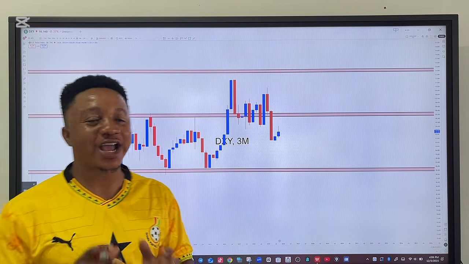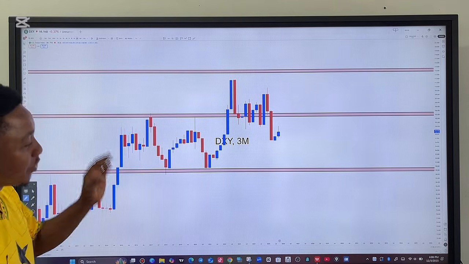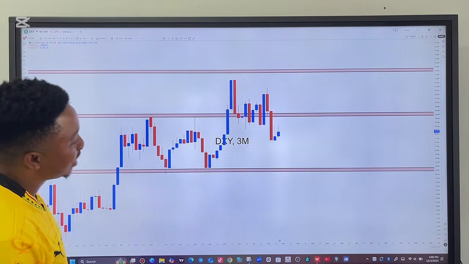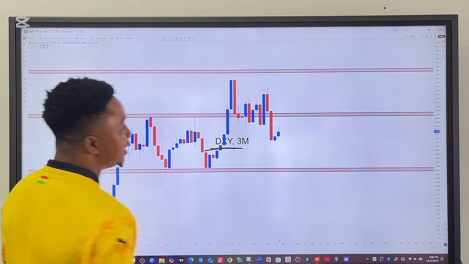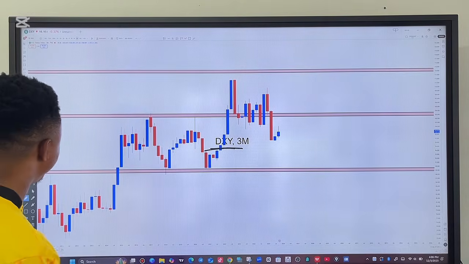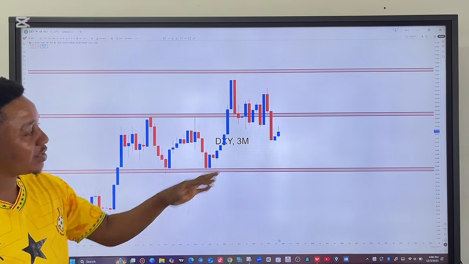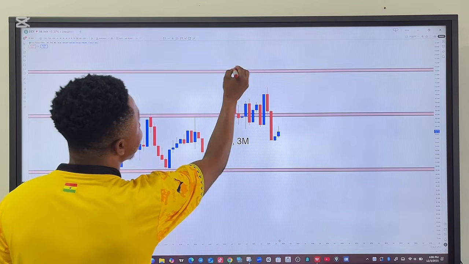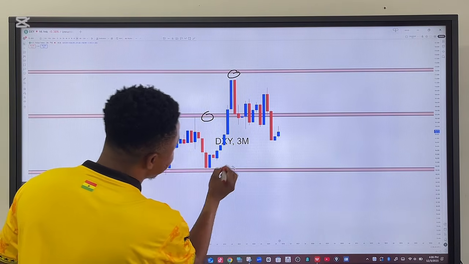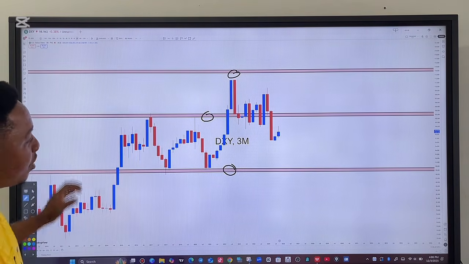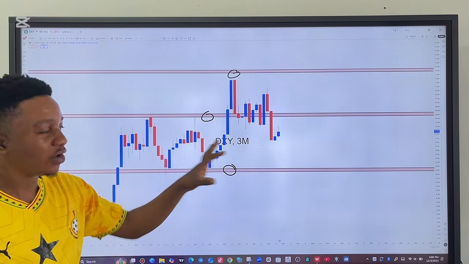We simplify, decomplicate. Alright, so we're going to start with our midweek analysis with DXY. So DXY, let's start with the breakdown. Now, on the 3 months time frame of DXY, we have the upper zone, the mid-range zone, and also the lower zone. Price is moving to the downside on the 3 months.